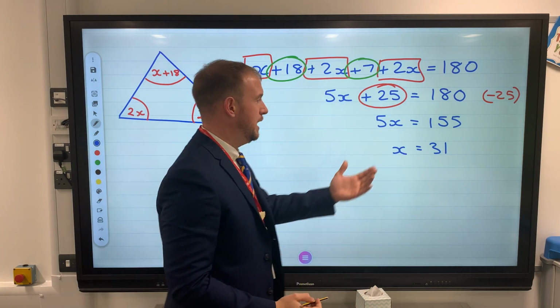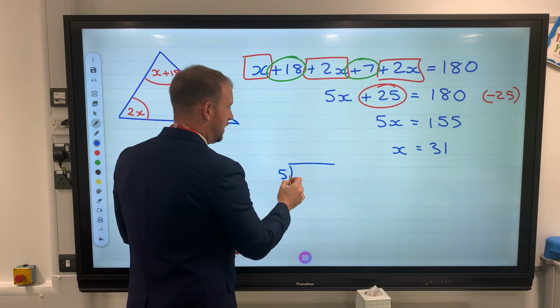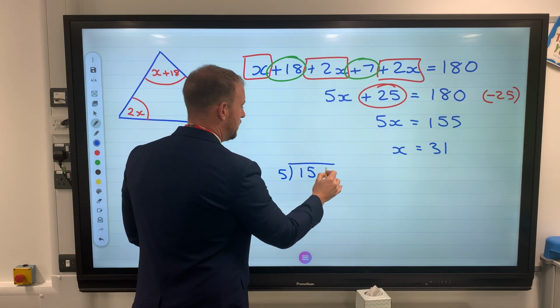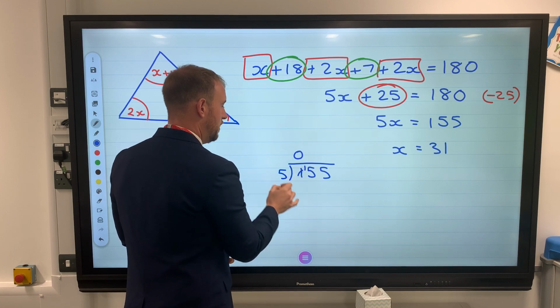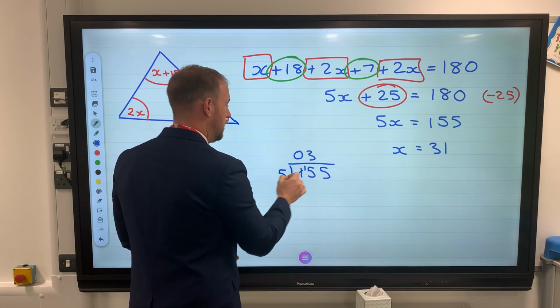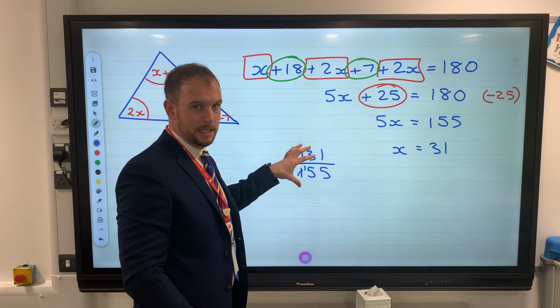If you couldn't do that in your head, there's no shame in going off to the side and then using the bus stop method. 5s into 1 doesn't go, carry the 1 over. 5s into 15 is 3. 5s into 5 go once. But please don't hide these workings, okay?